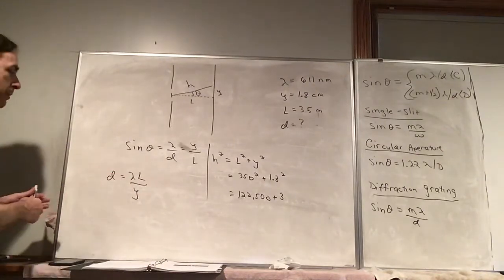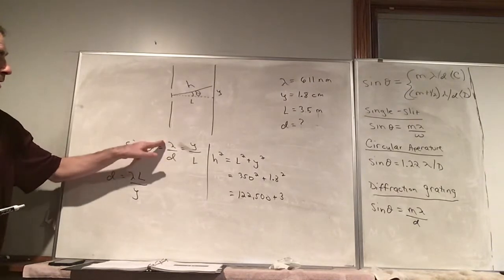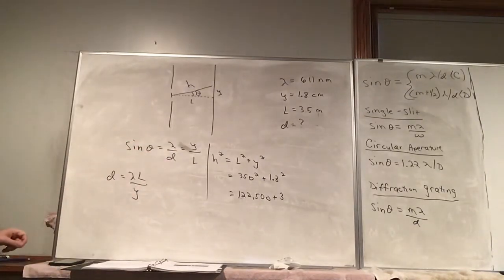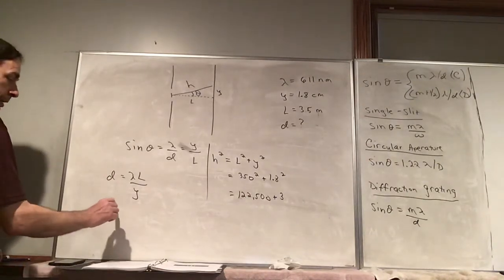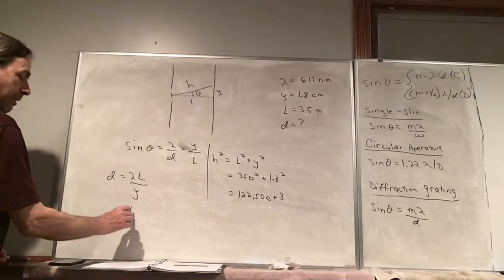So d is equal to, just putting d over here, L over here, so lambda L, and then we divide by y. So let's do this. Lambda is 1.8 centimeters.